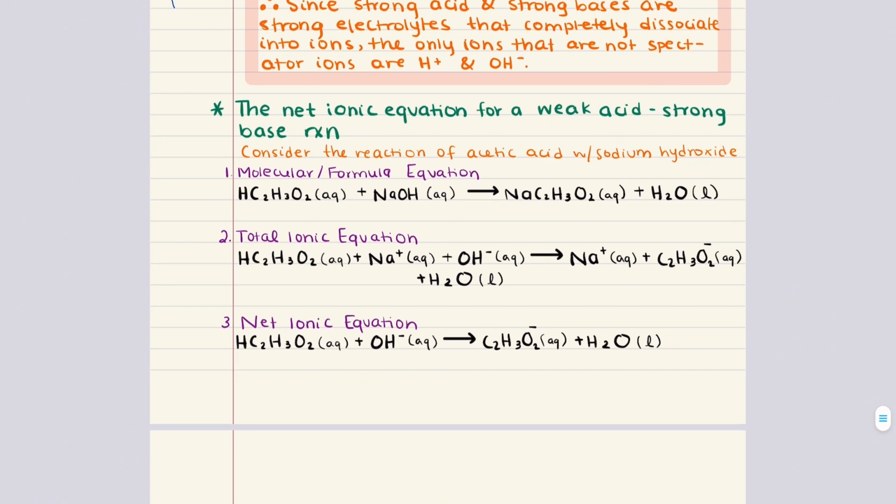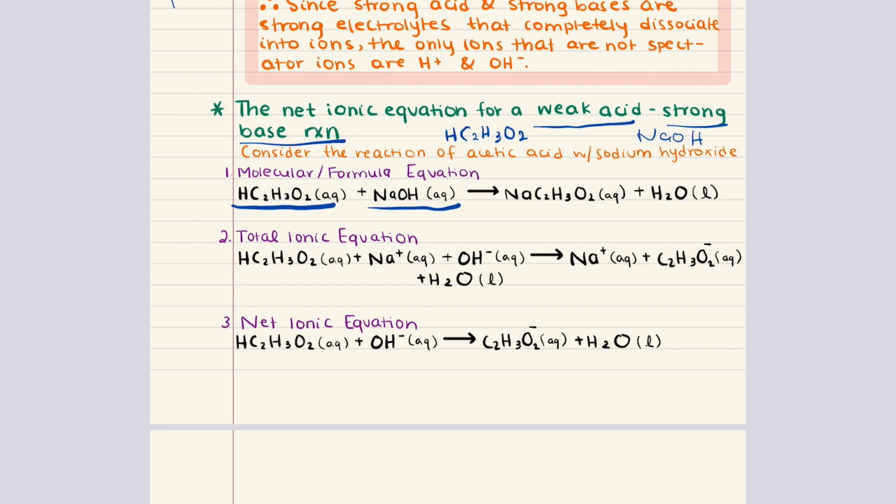What about the net ionic equation for a weak acid, strong base? So let's consider the reaction of acetic acid. So that is a weak acid. This is going to look like HC2H3O2 with sodium hydroxide. Sodium hydroxide is a strong base. Let's go ahead and write the molecular equation. This is acetic acid plus sodium hydroxide.